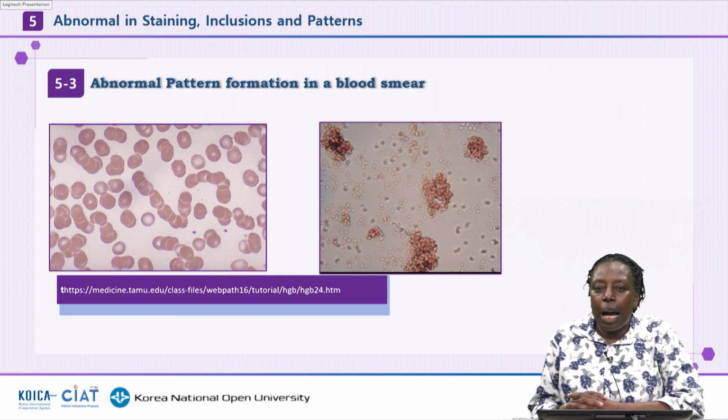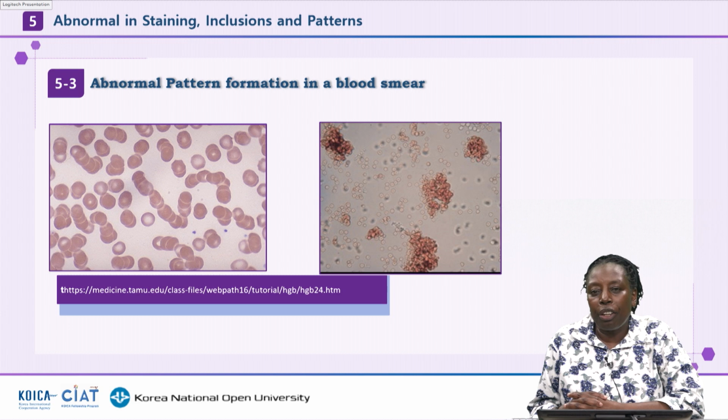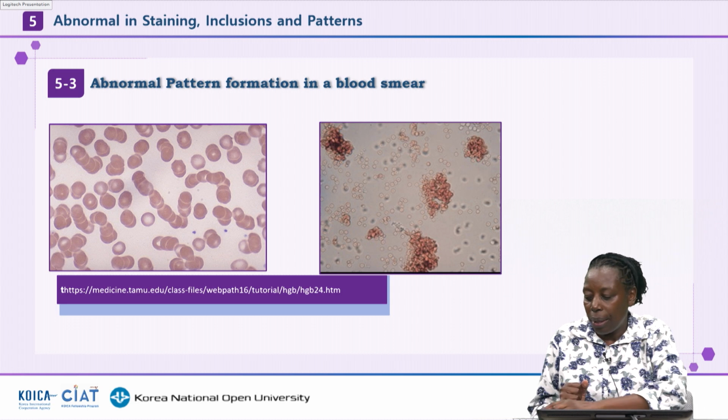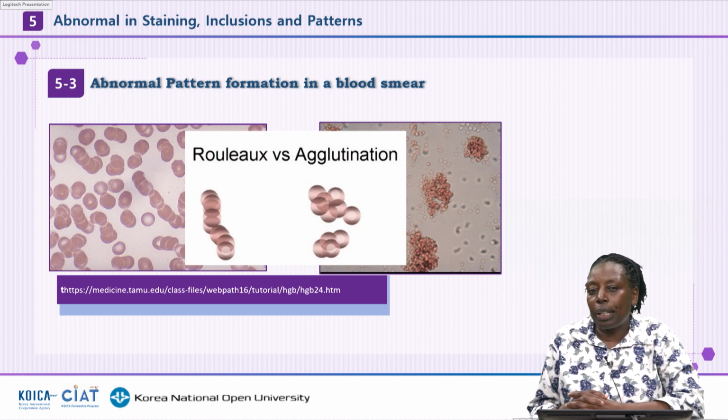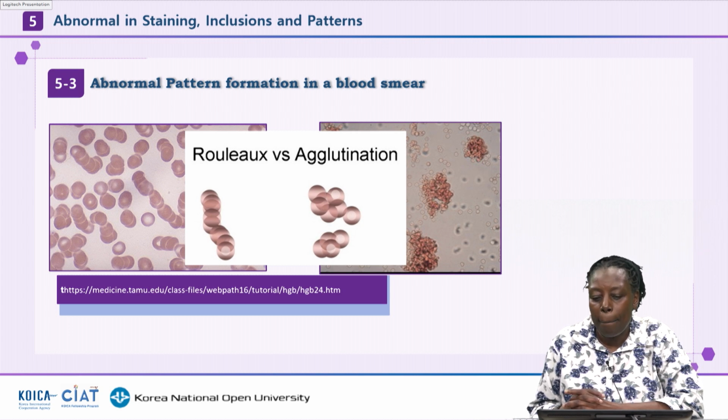Now we're going to look at an abnormality in the pattern of distribution of cells when you make your thin blood smear. Towards the left, we see that the cells are showing rouleau formation, and towards the right, we see that the cells have formed agglutination. This is a close-up of what rouleau formation shows in contrast to agglutination.